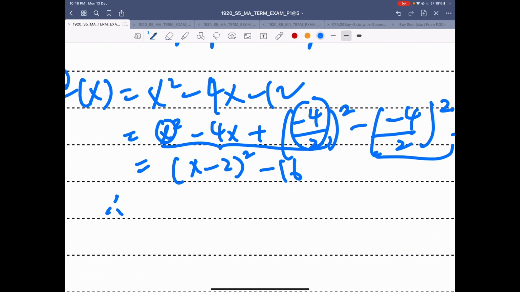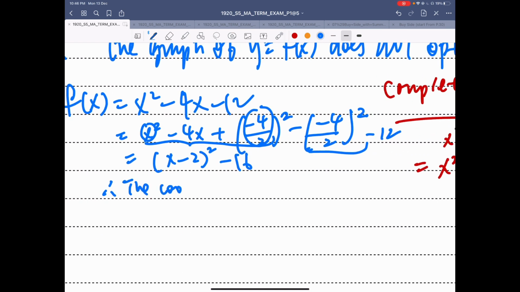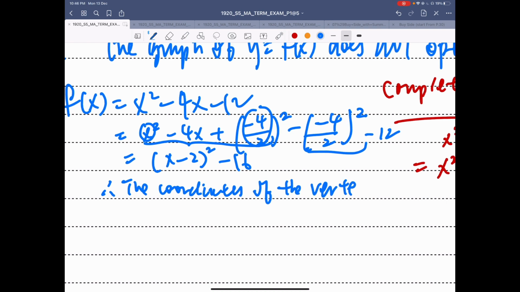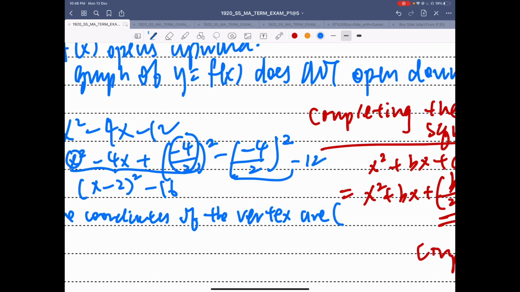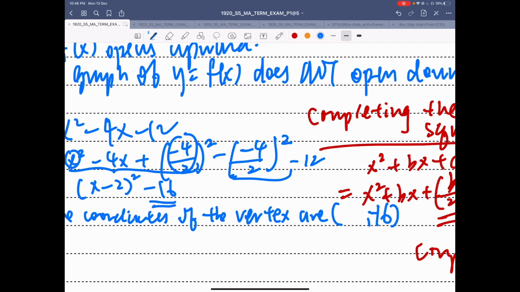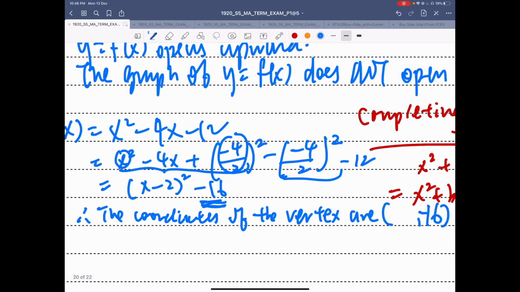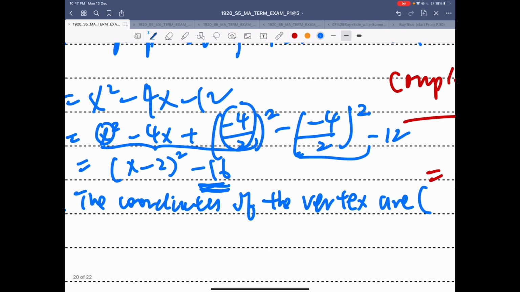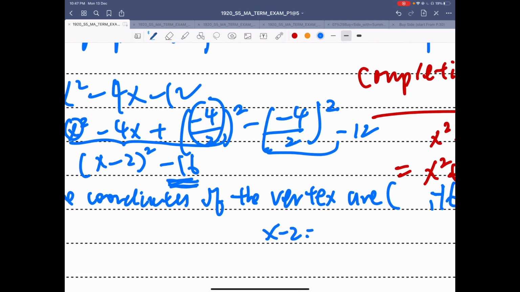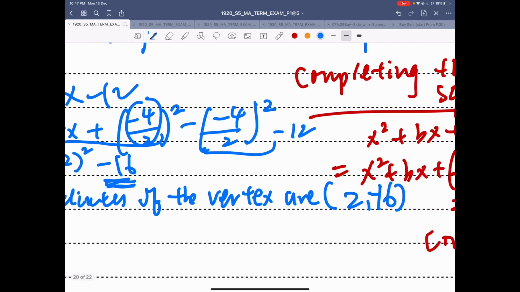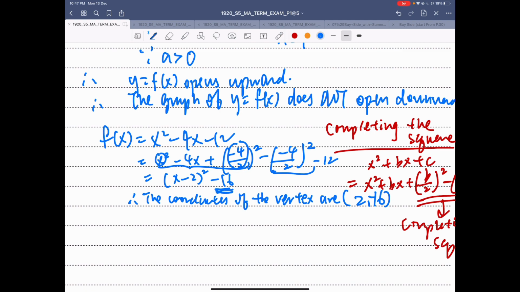Therefore, you can finally arrive at the conclusion about the coordinates of the vertex. The y is negative 16, because the y coordinate is the outside one. This is the minimum value. And then for the x coordinate, x minus 2 equals 0, so x equals 2. So the coordinates of the vertex are (2, -16). So this is the end of part B.